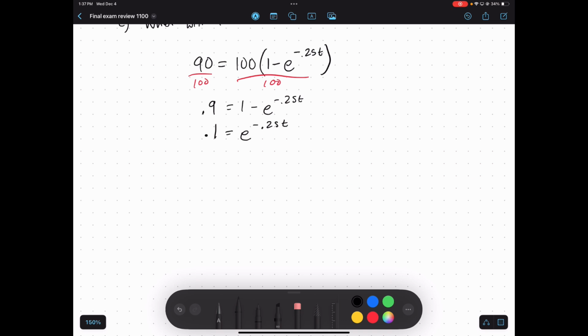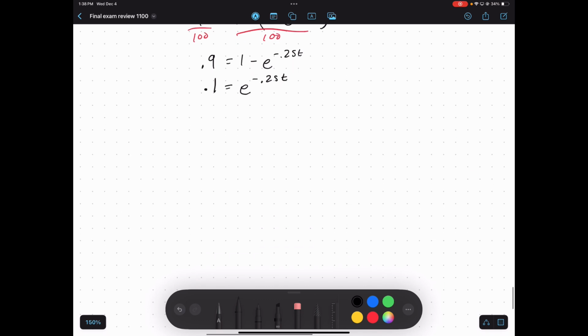Right, like Abigail was talking about, logarithms are my inverse function. So if I ever want to get rid of an e function, I can just take the natural log of both sides. So that gives me natural log of 0.1 equals, natural log of e is going to cancel out, and I'm just left with what's up in the exponent. Okay, so how did I do that? I'm just taking the natural log of both sides.